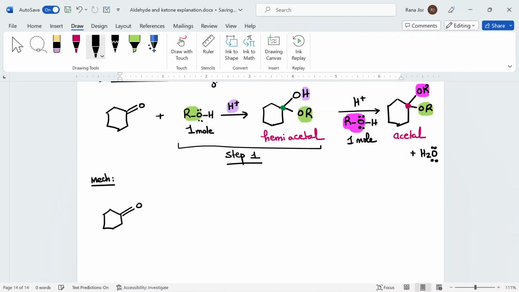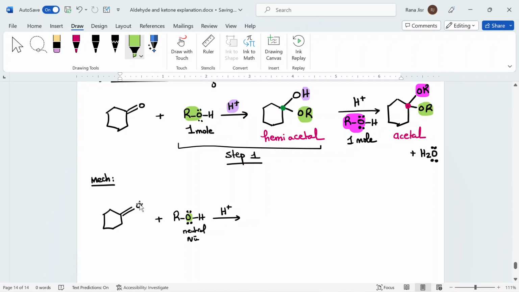Start with the carbonyl. We're going to react it with the first mole of the alcohol in presence of an acidic medium. So again, rule: the alcohol is a neutral nucleophile. It is an oxygen-based nucleophile. This is why you have to start with an acid, and so the reaction needs to be driven by the acid.